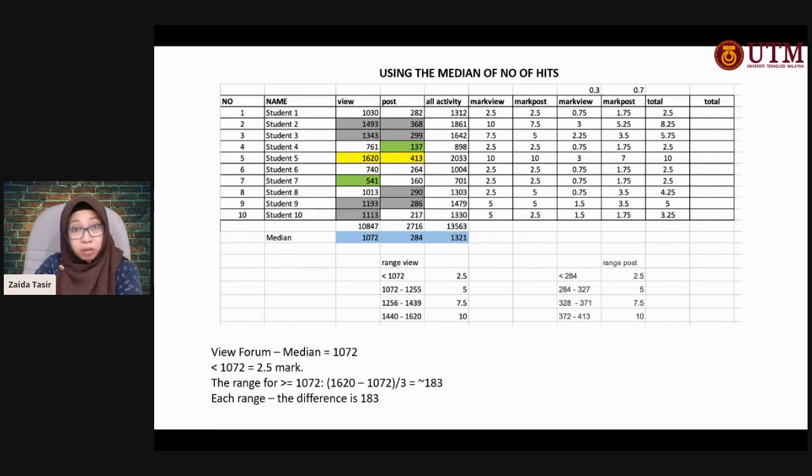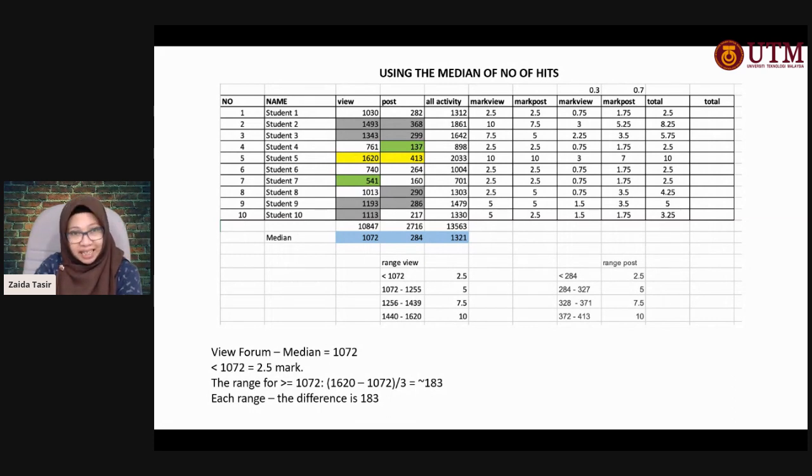So how do I get the difference between each range? I deduct the median from the highest total of hits, and I get the difference. Then I divide it by 3, and I get the difference for each range of category, which is 183. So for example, for range number 2 here, I add 183 to 1072, meaning that the range is between 1072 and 1255.